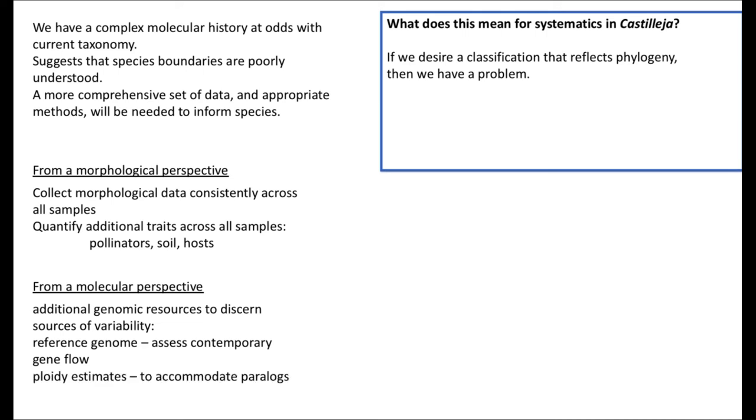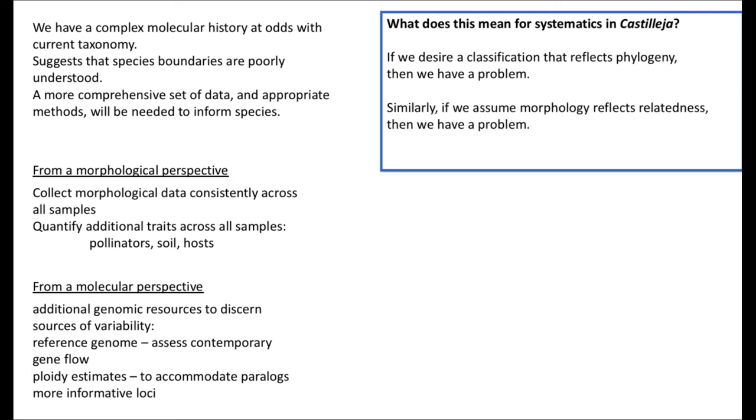I do think we need to be taking ploidy estimates of all of our samples. We need to do this to help us accommodate paralogs in the group. But I also think that ploidy could be a really interesting trait to contribute to our understanding of evolution in the group. And finally, we need more informative loci. We spent a lot of time and resources pushing towards these Castilleja specific nuclear primers, but ultimately they're not very variable. So we need to explore additional sources of variable loci in the group.